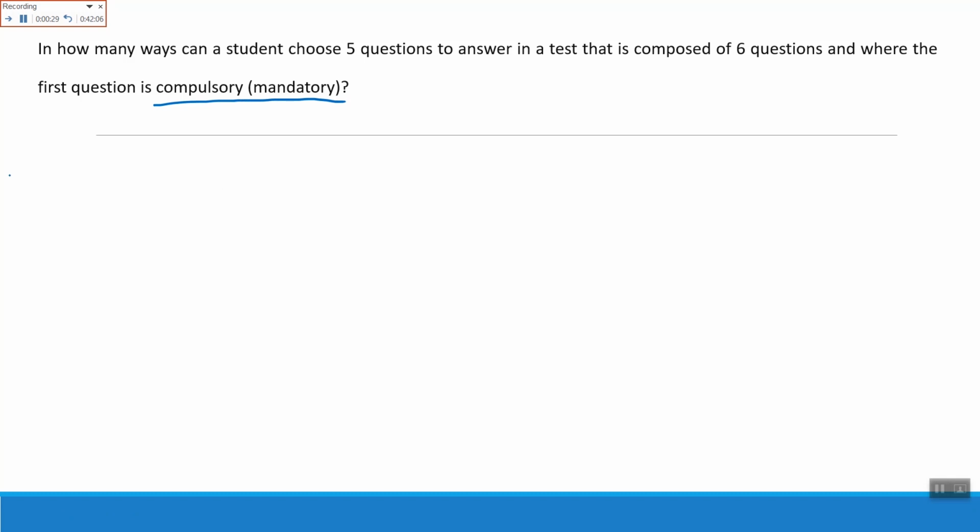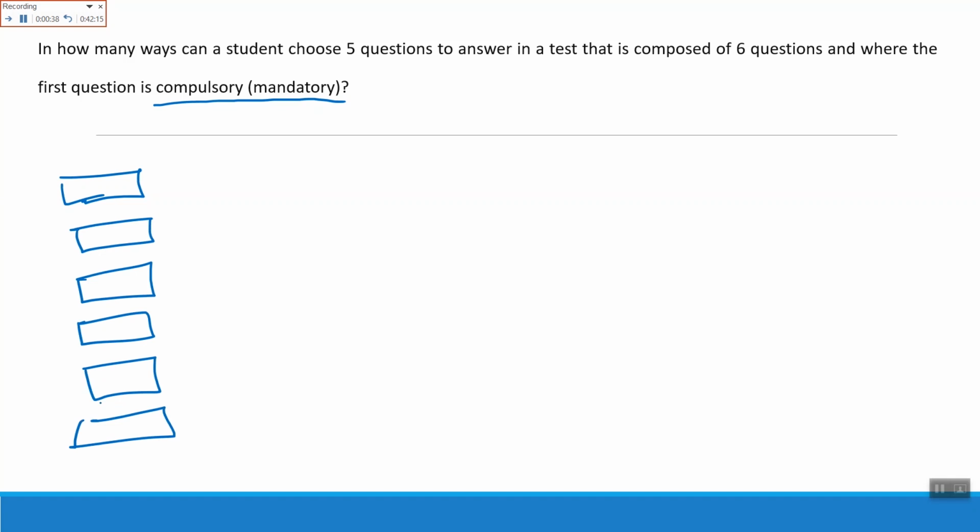This test is composed of 6 questions. 1, 2, 3, 4, 5, 6. You have to choose this one. So you are actually free to choose, but your freedom is not in selecting 5 questions. Actually, you're going to choose 4 questions. Why? Because they have chosen the first question for you.